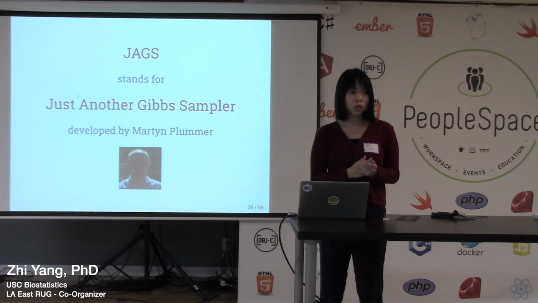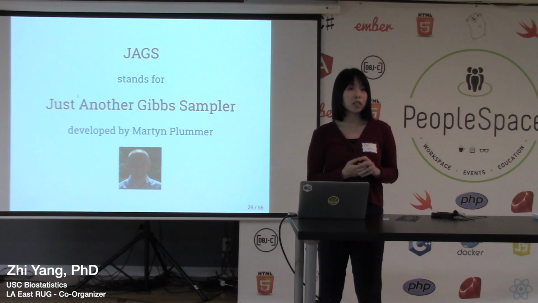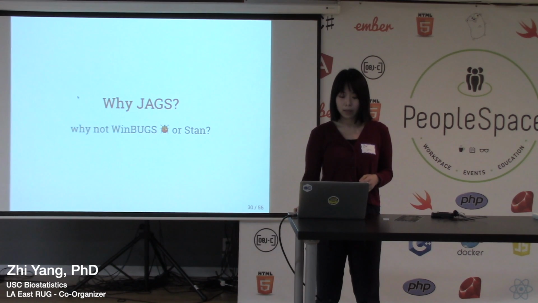And then what is JAGS? JAGS stands for Just Another Gibbs Sampler. It was developed by Martin Plummer. I think at the useR 2017 conference, he gave a workshop just on using JAGS. So if you're really into that, I highly recommend listening to that workshop just to hear what the inventor of the Bayesian language has to say and how to use it.